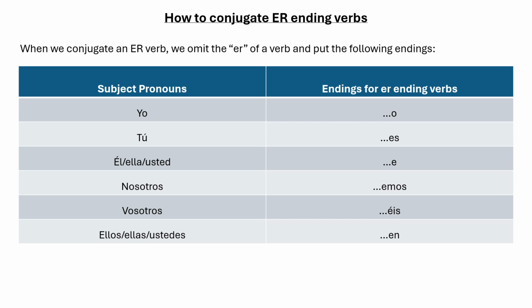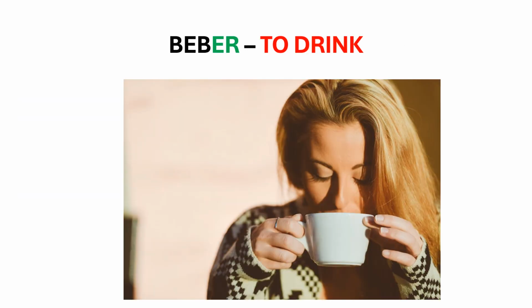Yo will be the same, it is O. For tú we have ES. For él y usted we have E. For nosotros EMOS. For vosotros EIS with an accent on the E. Ellos, ellas, ustedes EN. So these are the endings. As opposed to the AR, it was a bit different. It was O, AS, A, AMOS, AIS and AN for AR ending verbs. But for ER verbs, it is very different. Only the yo is the same. So quickly copy this, try to understand it.